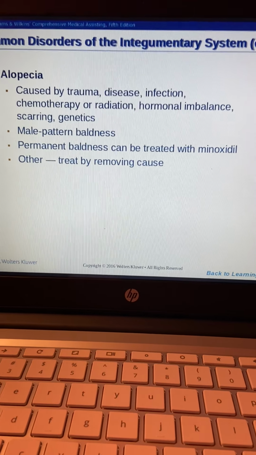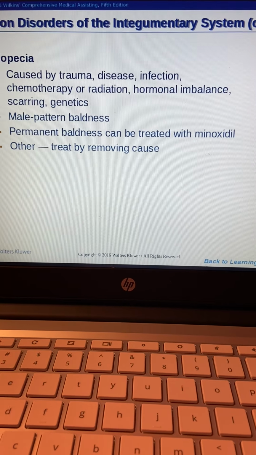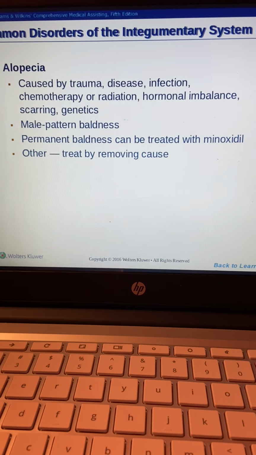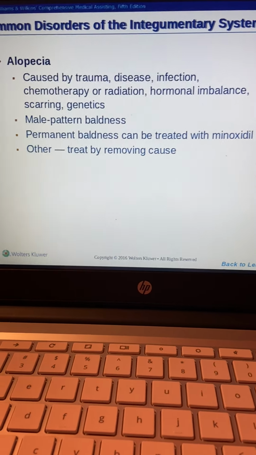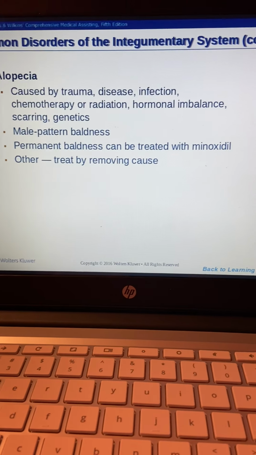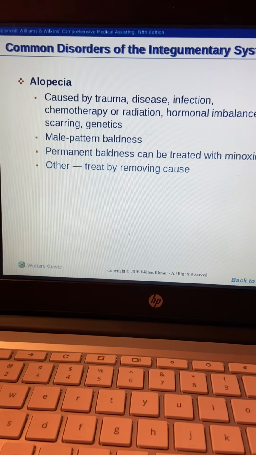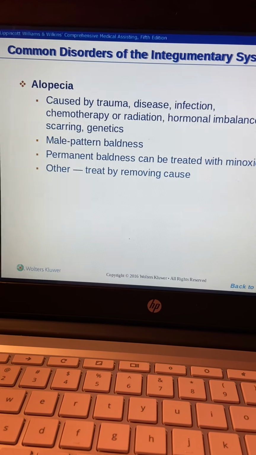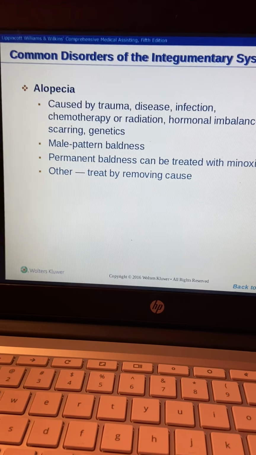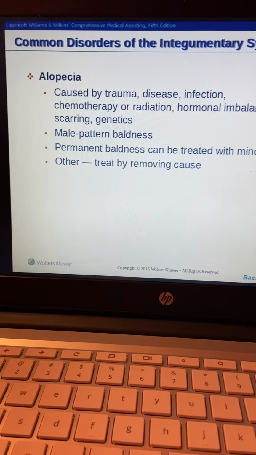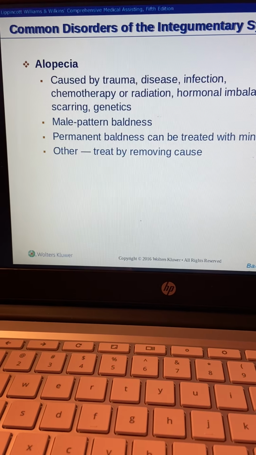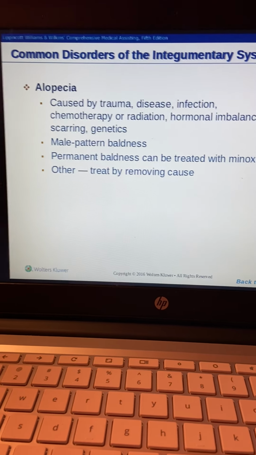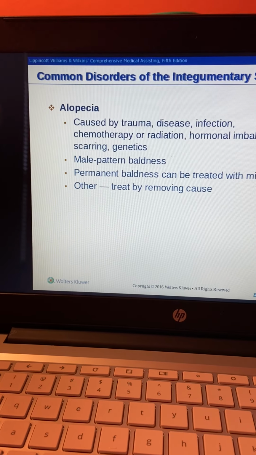Alopecia. Alopecia is caused by trauma, disease, or infection, chemotherapy or radiation, and hormonal imbalance, scarring, or genetics. It could be genetic. It's a male pattern of baldness. Permanent baldness can be treated with minoxidil, and then others is just to treat by removing the cause if possible. Find the underlying disorder.